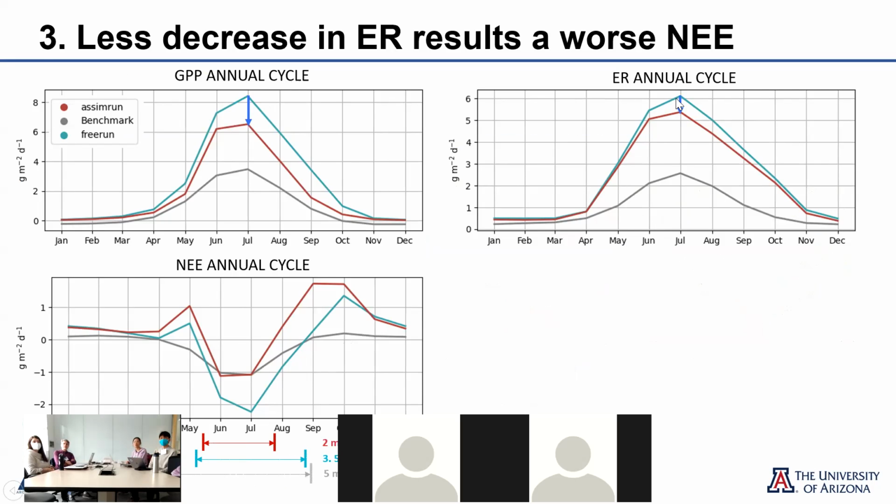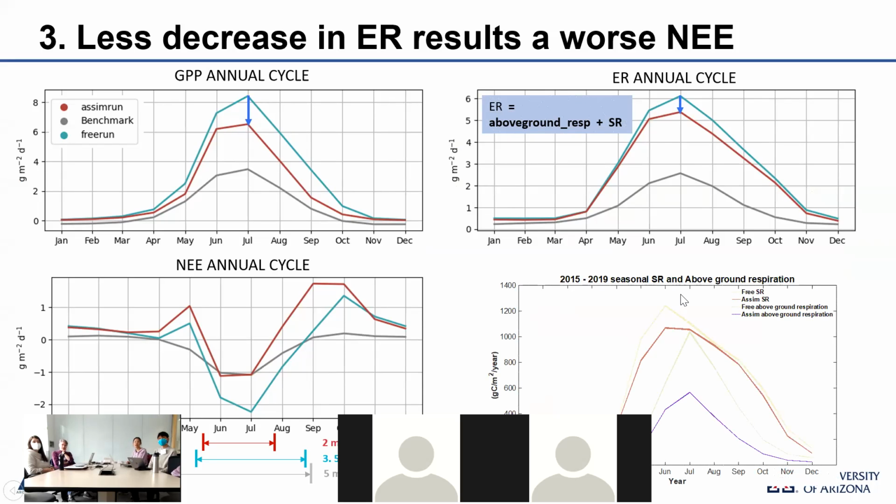And the reason is that the ecosystem respiration is not decreased as much as the GPP. And if we decompose the ecosystem respiration, we get two components: the above ground respiration and the soil respiration. And if we look at the change of these two components, you will see that the above ground respiration decreases a lot, but the soil respiration just doesn't.